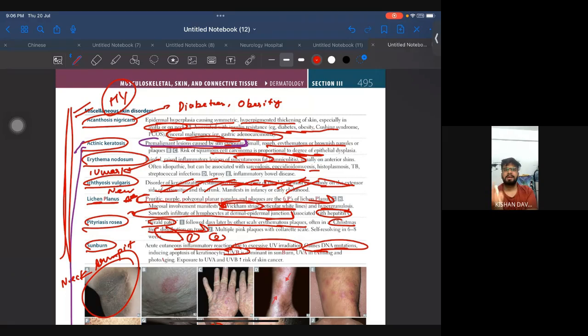Actinic keratosis, it is a pre-malignant condition. It can cause squamous cell carcinoma. Okay. Erythema nodosum, fat का inflammation, panniculitis. Okay. Pityriasis rosea, lichen planus, and sunburn. They can ask this individually, but for the rest, you need to be thorough कि किसी के भी साथ involve करके पूछ सकते हैं.